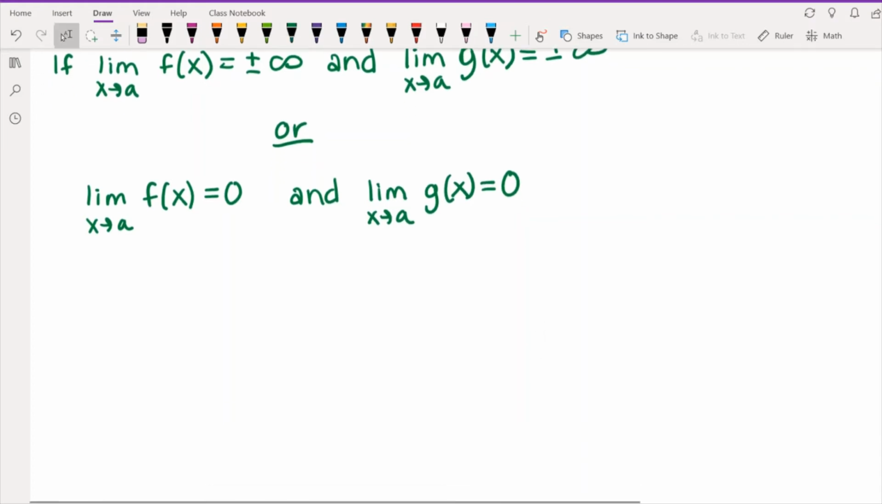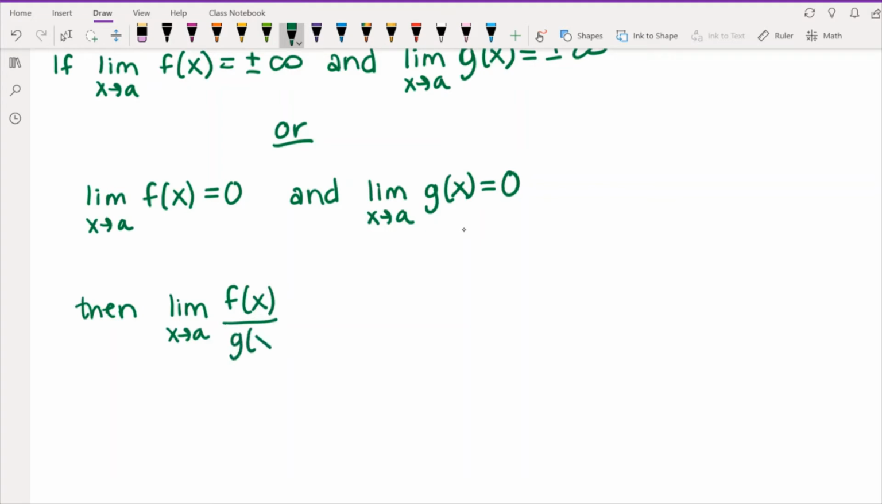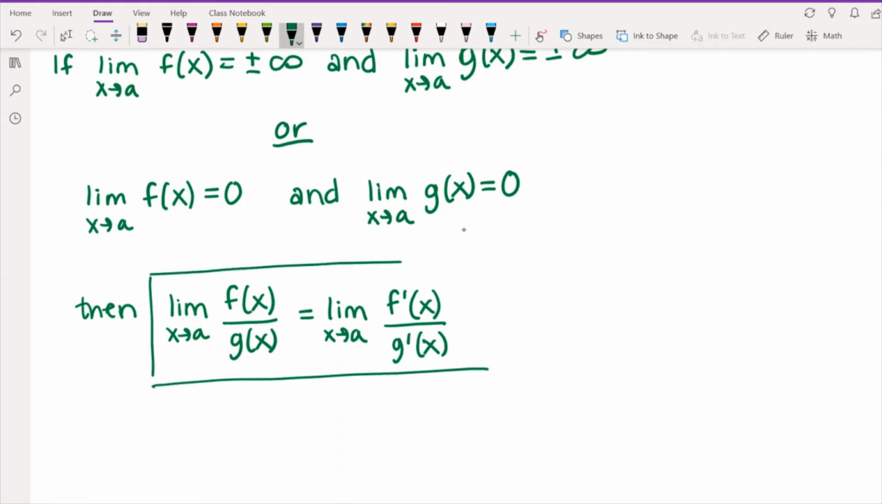If you're in either of those cases, then the limit as x approaches a of f of x over g of x is the same thing as the limit as x approaches a of the derivative of f of x over the derivative of g of x. And notice here, you're not using the quotient rule, you're literally just taking the derivative of the numerator and the derivative of the denominator.